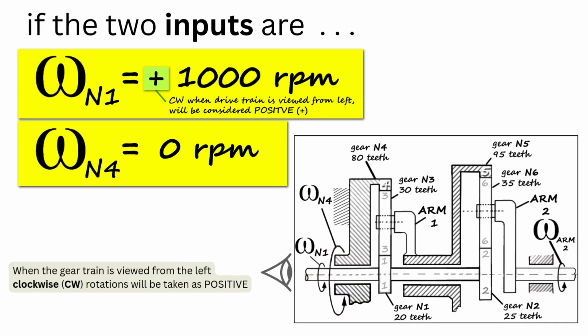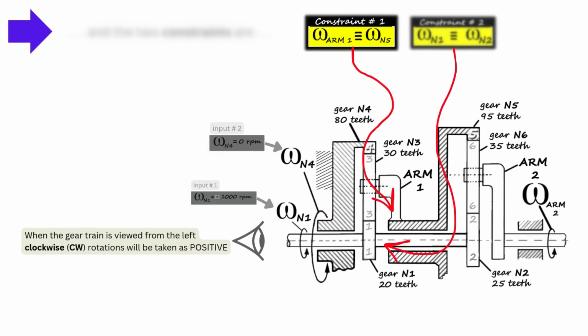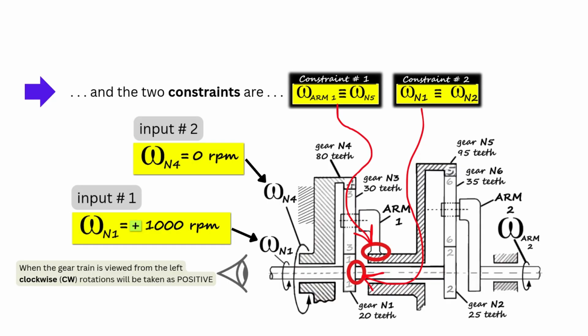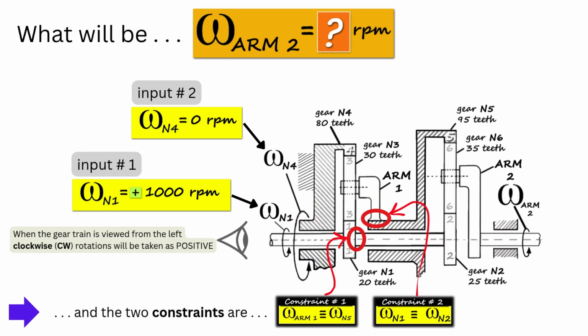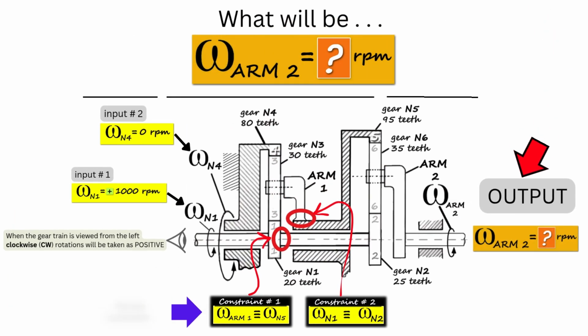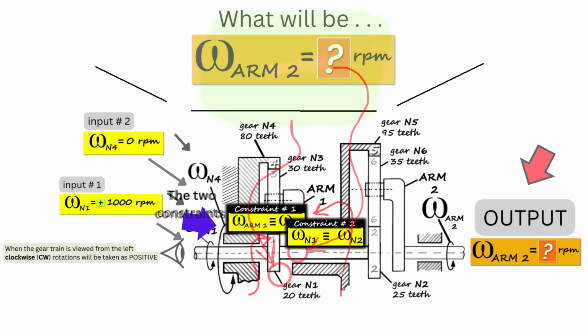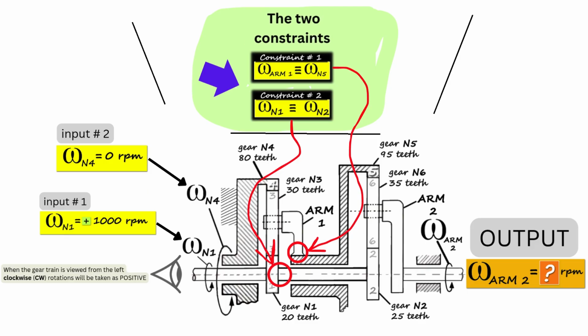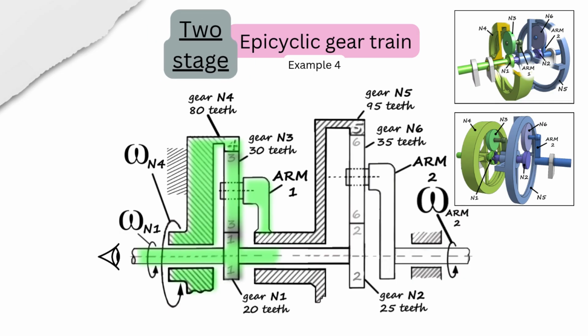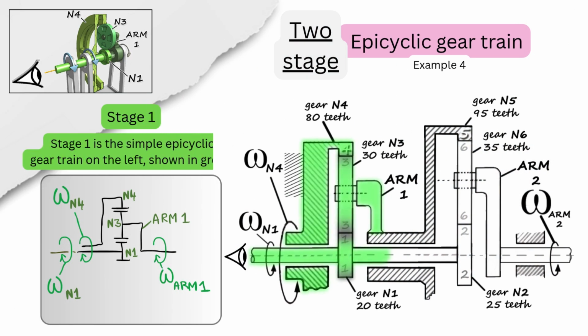So here we have two inputs and two constraints. Using these inputs and constraints, we have to compute omega ARM2. Note: while all other parameters are explicitly mentioned in the problem statement, the two constraints shown here are to be inferred from the diagram. Stage 1 is the simple epicyclic gear train on the left, shown in green.